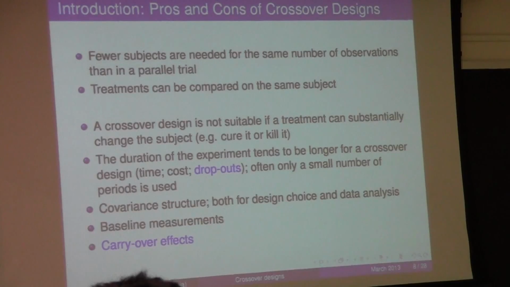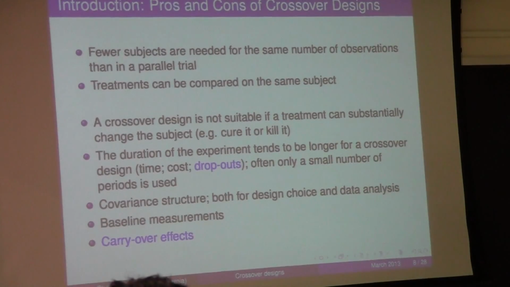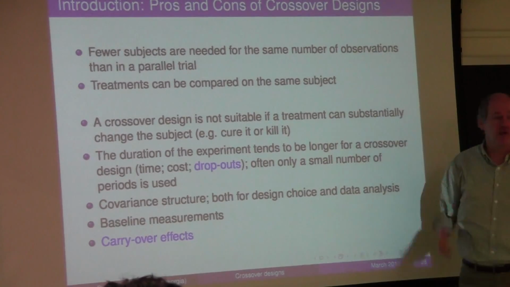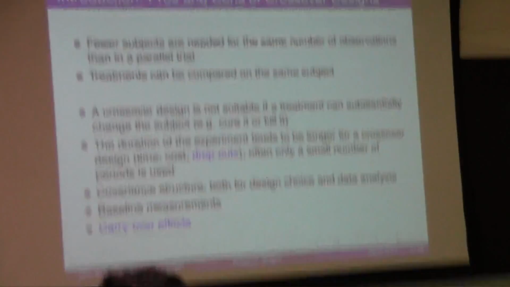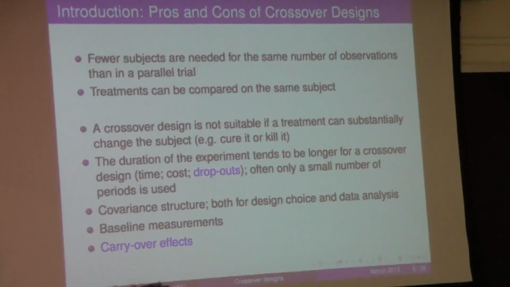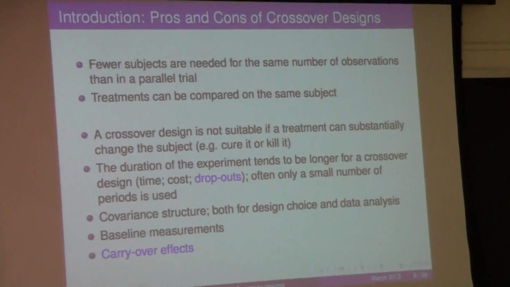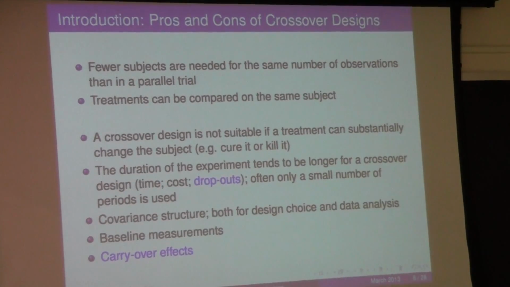And so if you have, let's say, p periods in a crossover design, then you need only 1/p of the number of subjects that you would need in a parallel trial in order to get the same number of observations, the same replication for the treatments.